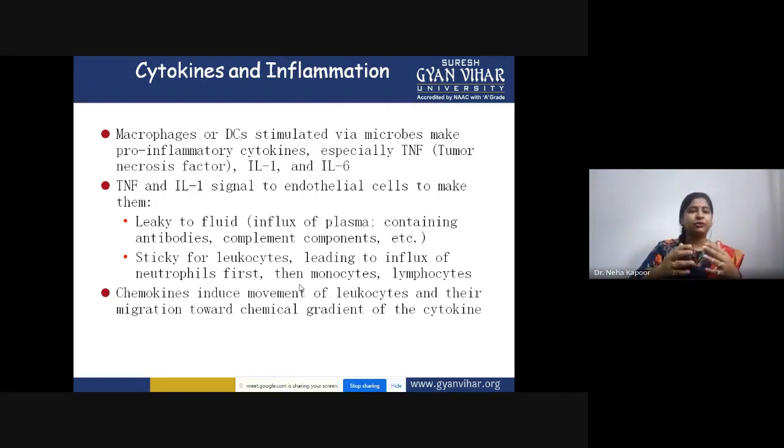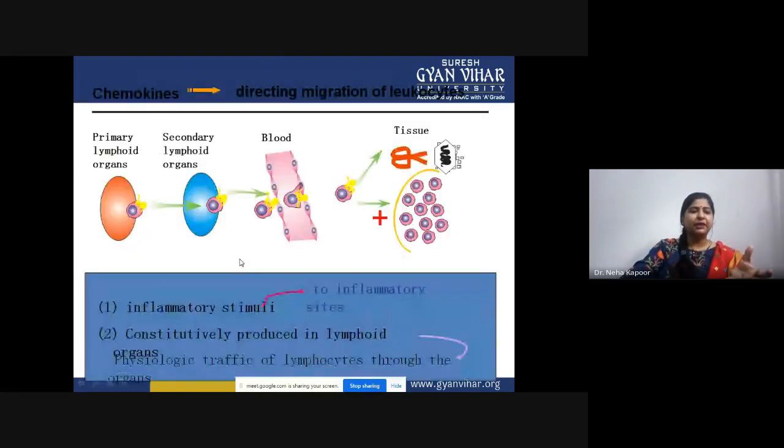For example, tumor necrosis factor, interleukin 1 and 6. And these factors basically signal endothelial cells. They sometimes start leaking fluid. Because of that, an influx of plasma is happening that contains a large number of complement proteins and antibodies. They also become sticky for the leukocytes, so that a large number of neutrophils can reach the site of inflammation. So the complete process is basically helping in this manner.